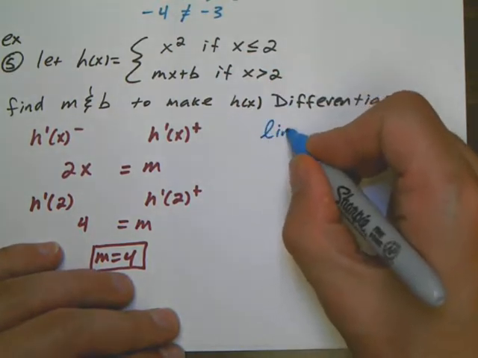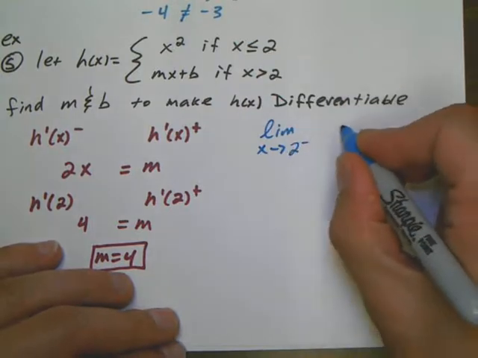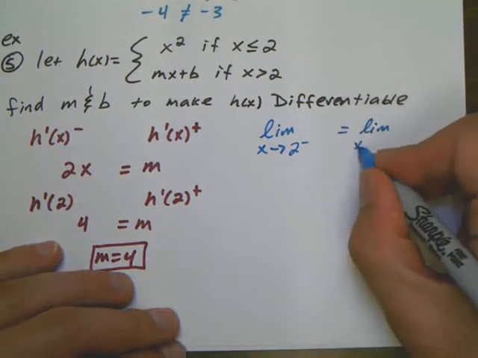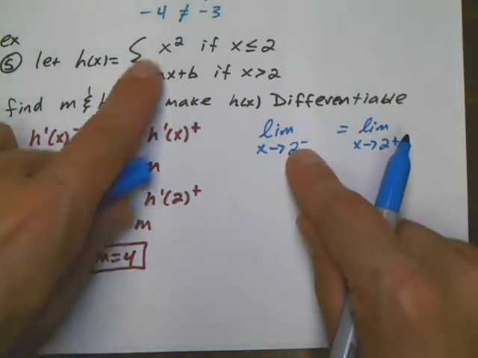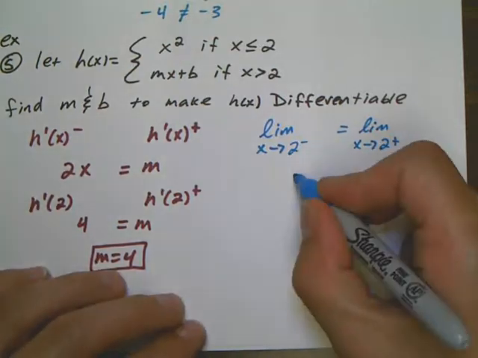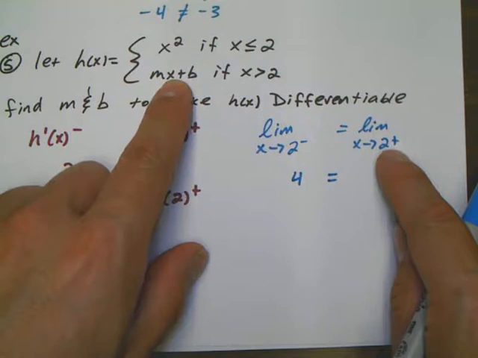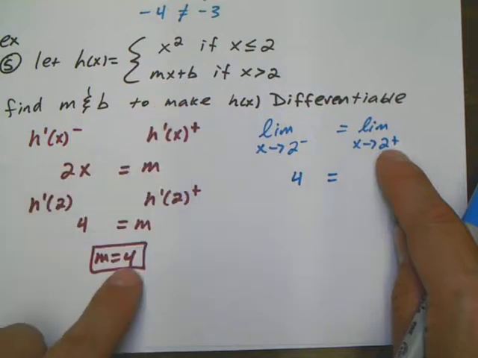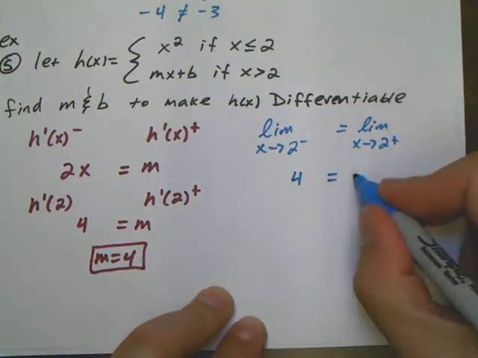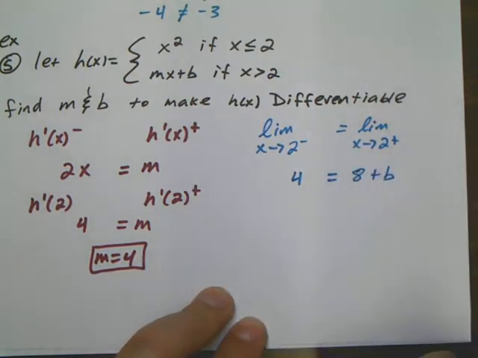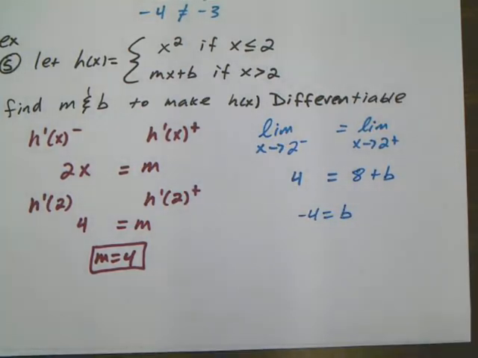So now I'm going to use a limit approach from the left towards 2. And that's going to have to equal the limit of 2 from the right. Well, the limit from the left is going to be 2 plugged into this, which is going to give me a 4, equal to 2 plugged into this for x times what I found for m. So it's going to be 2 times the m, which is 4, which is 8, plus b. I can subtract this over to get negative 4 is equal to b.